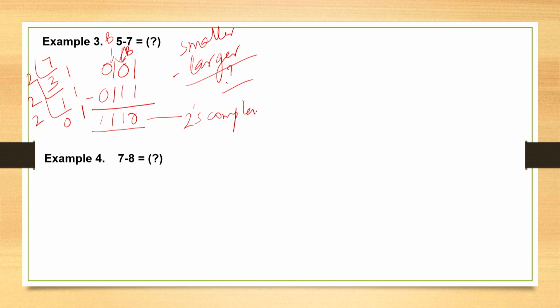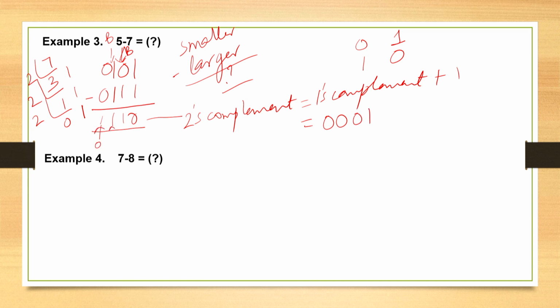So what is the 2's complement? 2's complement is nothing but 1's complement plus 1. 1's complement is nothing but, if it is 0 then that will be replaced by 1, if it is 1 then that bit is replaced by 0. So it's 1's complement, this becomes 0 0 0 1. Yeah, because this is 1, this becomes 0, this is 1, this becomes 0, this is 1, this becomes 0, and this is 0, so it becomes 1.